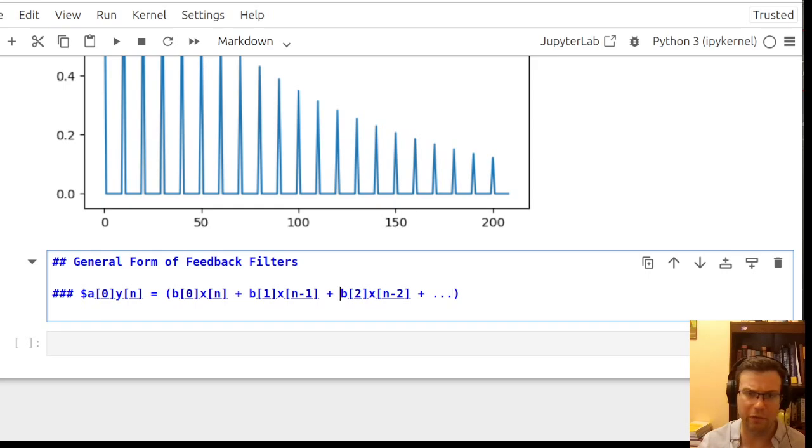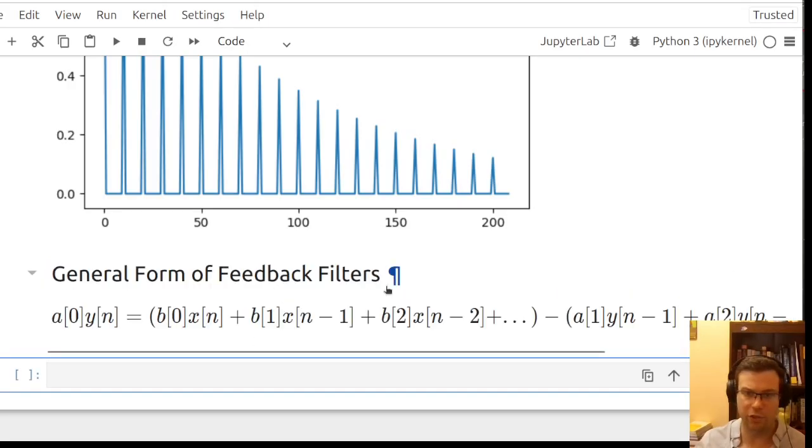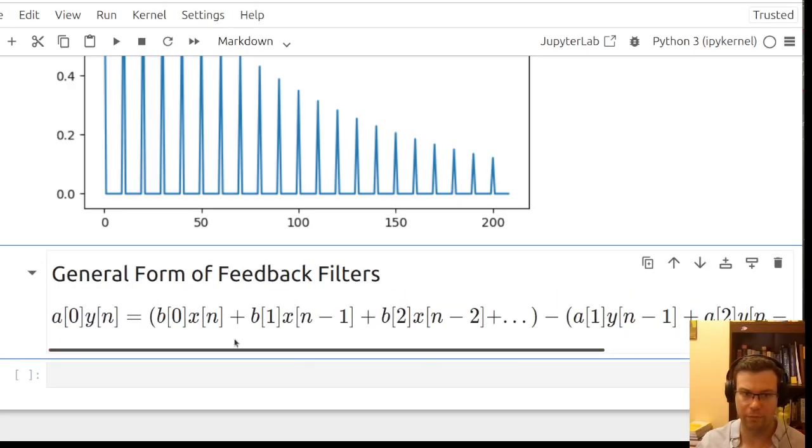These are called the feed forward terms. This is what we were used to. We can represent this as just an ordinary finite impulse response. But then we also have the feedback terms. And I'm going to subtract them for reasons that will become clear in a moment. So this is going to be minus a1 times y[n-1] minus a2 times y[n-2] minus a3 y[n-3], and so on and so forth. Okay, so this is the general form of a difference equation.